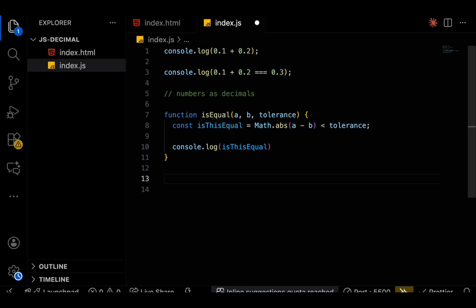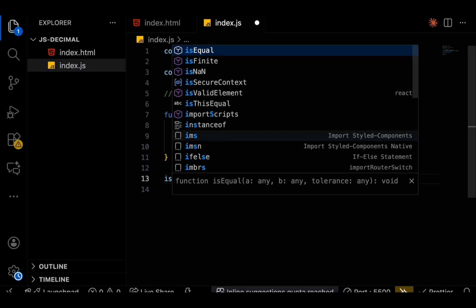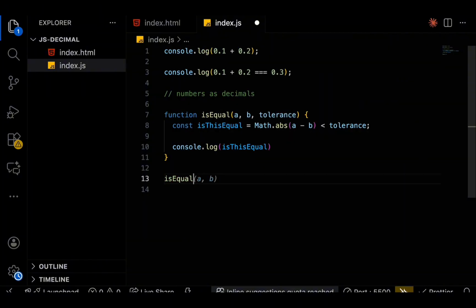So since we use 0.1 and 0.2 here, we can check this and say is equal, and then we pass 0.1 and 0.2. So the tolerance for 0.1 and 0.2 would be 0.3, right? So we're trying to say the sum of both numbers should not exceed 0.3, right? The tolerance difference should not exceed 0.3. If it exceeds 0.3, then there's most likely going to be an issue.